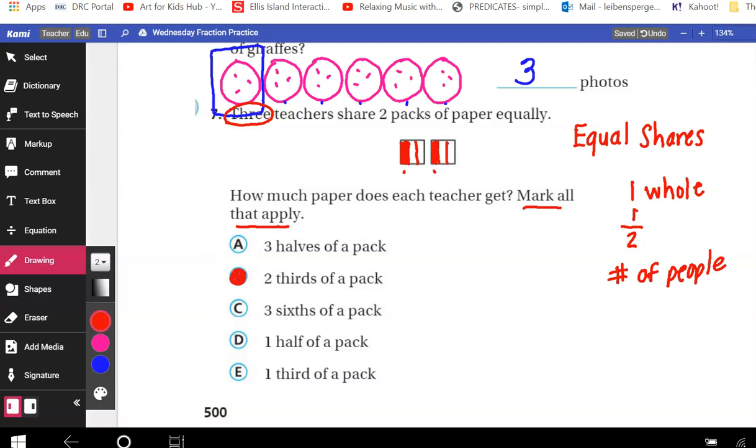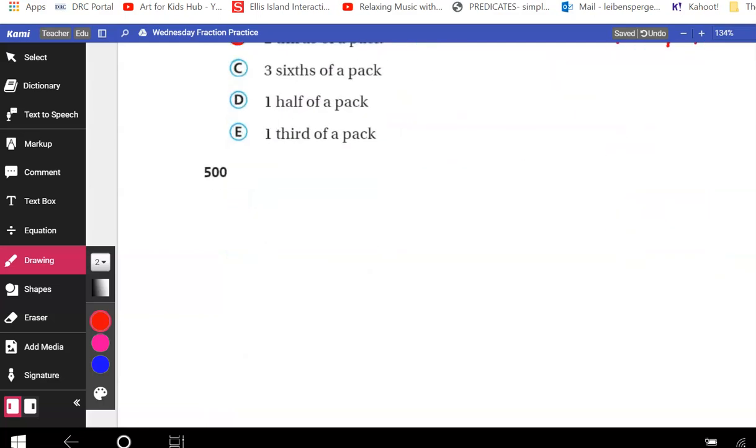And that's really the only one that matches, because 3/2 of a pack, they wouldn't be able to get 3/2. 3/6 of a pack would not work. A half of the pack, you'd still have some left over, another half left over, and 1/3 of the pack wouldn't work either. So that's our answer, 2/3 of a pack.